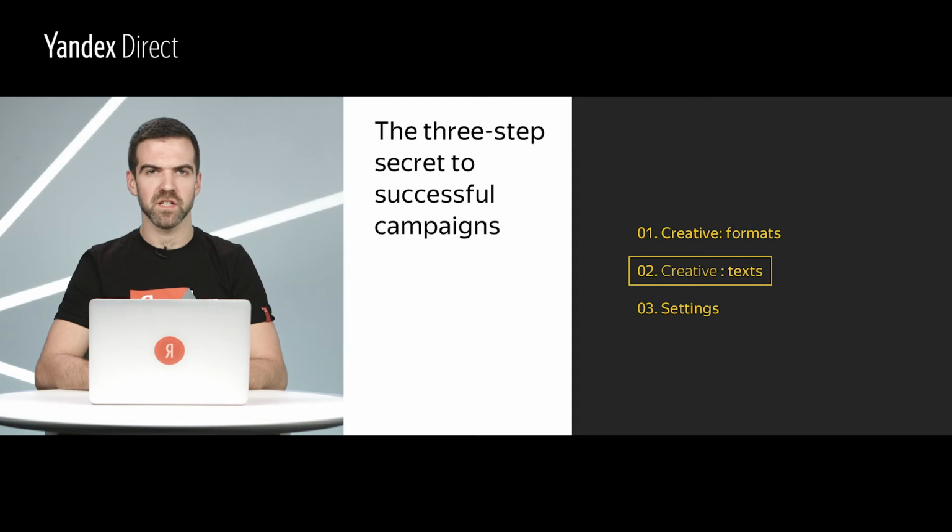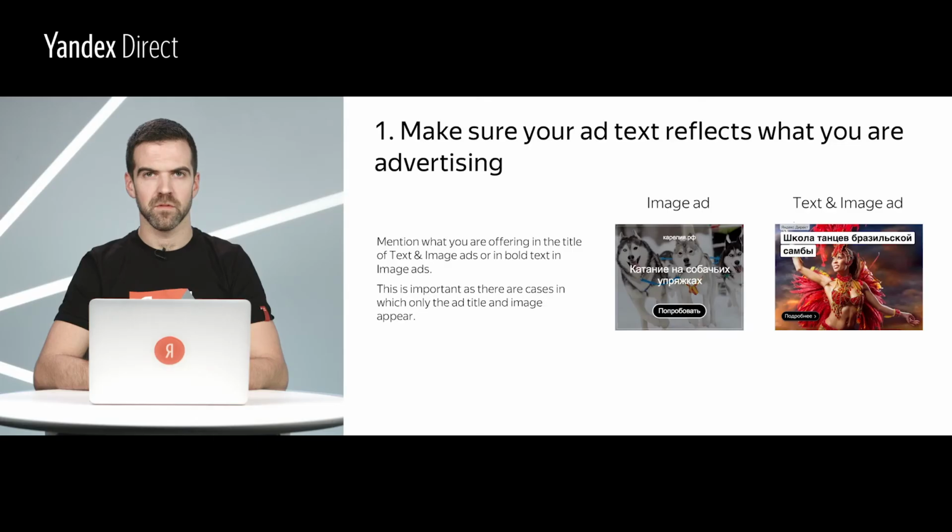And now let's move on to the second, but no less important step, and speak about writing ad texts. Make sure your ad text reflects what you are advertising. Mention what you are offering in the title of text and image ads or in bold text in image ads. This is important as there are cases in which only the ad title and image appear. Make sure that the ad title provides information about the product or service being advertised.